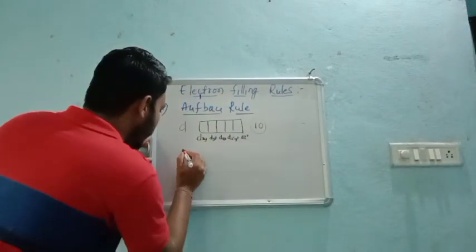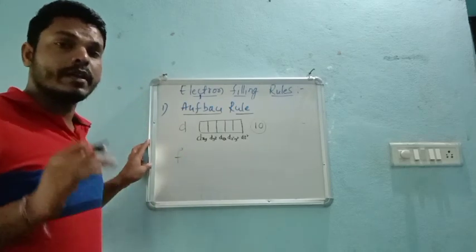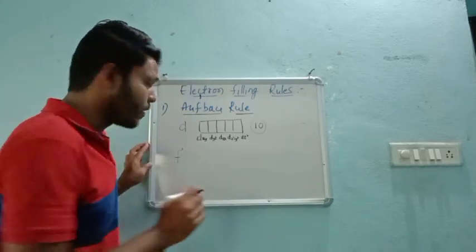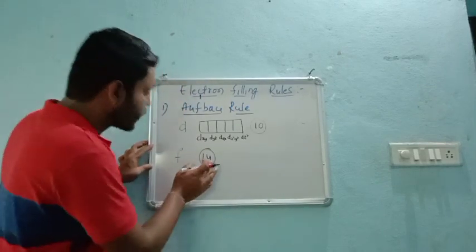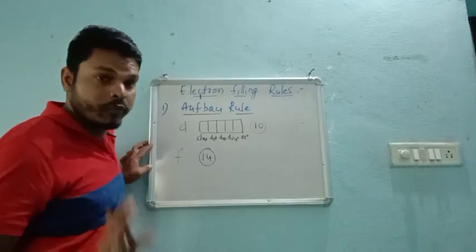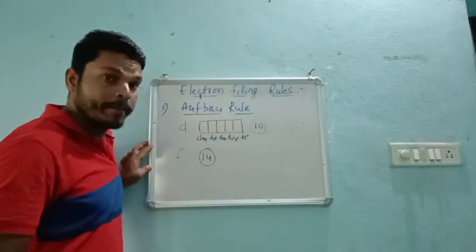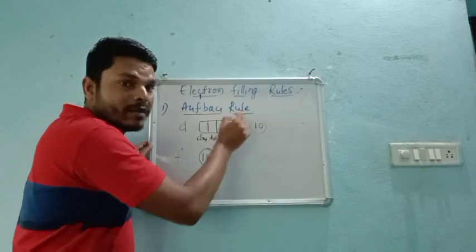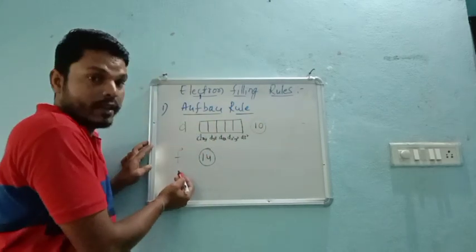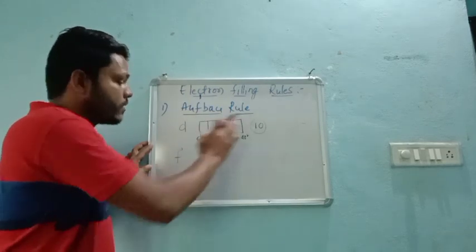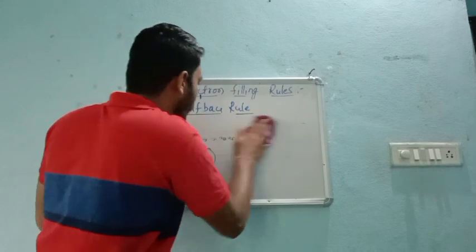And now finally f. For the f subshell we just know about the 14 electrons. The maximum number of electrons present in the f subshell may be 14, but the study is still going on, and we don't know how many suborbitals are actually present in the f subshell. So after knowing these things, we can move to the rule called the Aufbau rule.